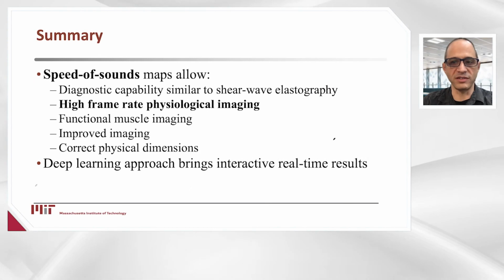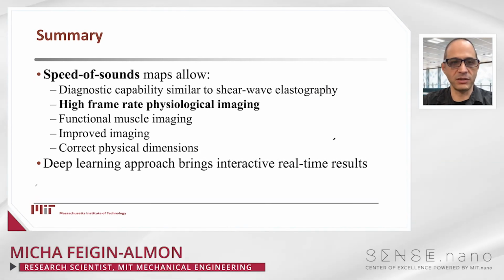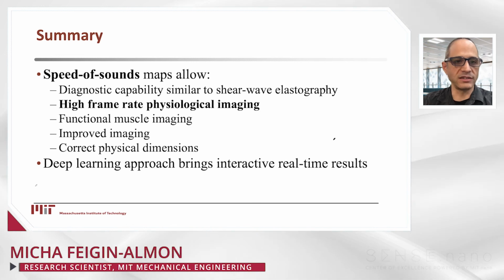So, to summarize the presented work, speed of sound maps carry diagnostic merit that not only matches shear wave imaging in places where it is used today, but excels in aspects such as function and action, tissue differentiation, frame rate, and resilience to motion. An interesting place where it performs much better than shear wave elastography is in being able to differentiate fatty tissue from muscle tissue.